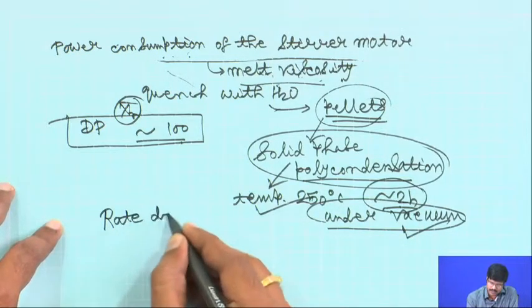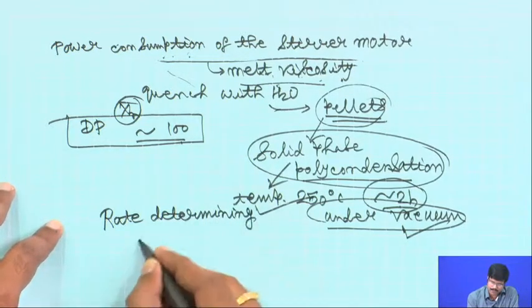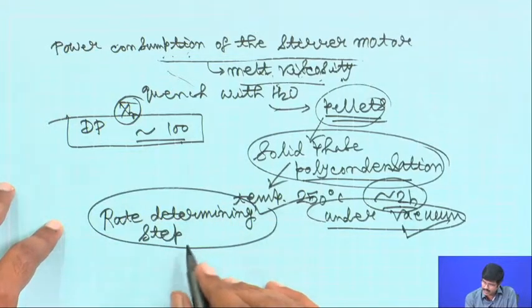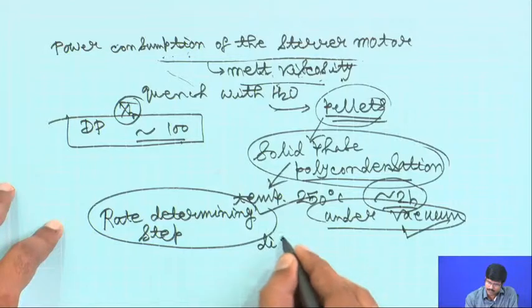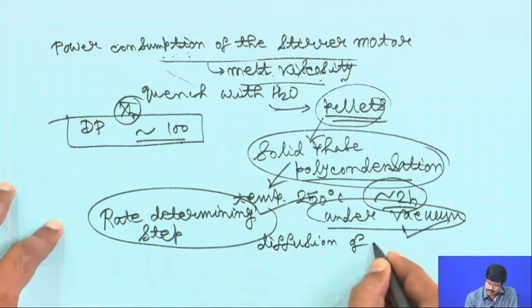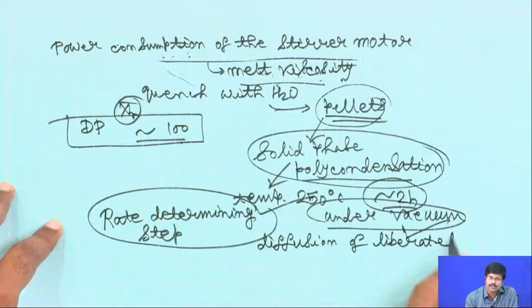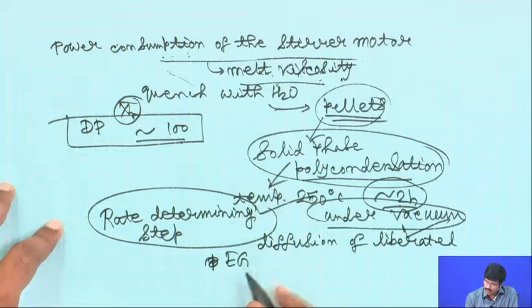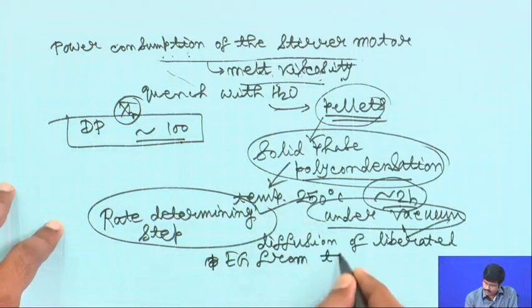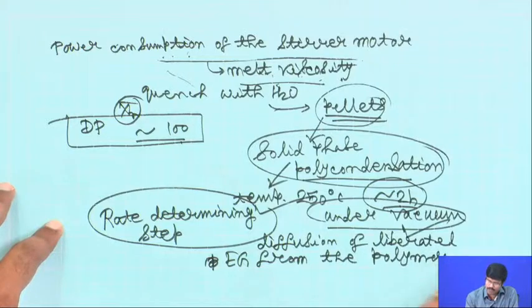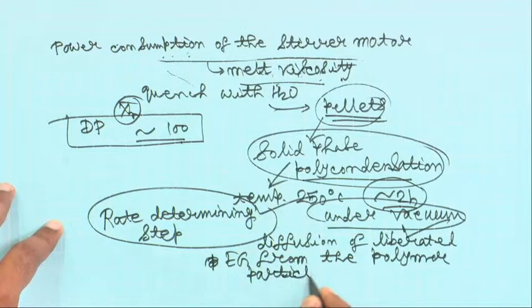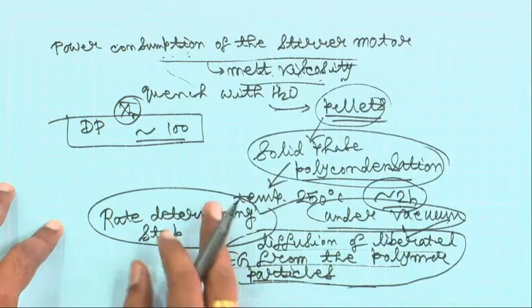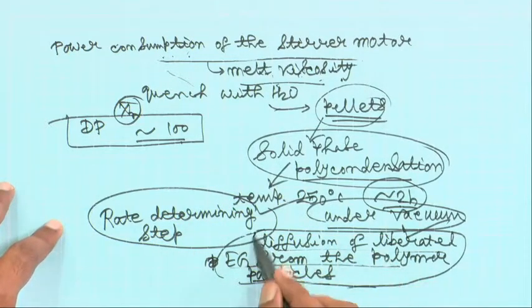And the rate determining step for this solid phase polycondensation is basically the diffusion of liberated ethylene glycol, which is a byproduct, from the polymer particles, because they have to come out. So, it is a solid phase reaction. They have to diffuse out of the polymer particles, and this rate is the slowest of all the rates that are involved in this reaction. So, this is the rate determining step, and the rate of diffusion, of course, will depend on the size of the particles of the polymer.